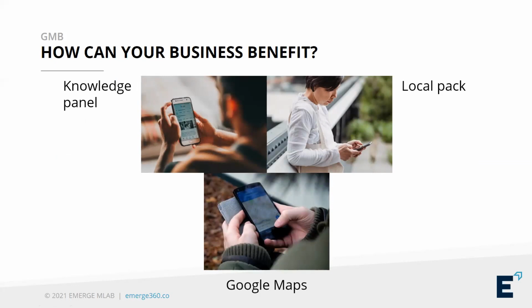Okay, these are the three places that your business will actually show up. The first is knowledge panel, which I'll show you what it is later. The local pack, which I'll show you as well, and of course Google Maps. I will show you an example of one of our clients. It's a chiropractic health and wellness clinic. They're actually one of the top chiropractors in Singapore. We set up their GMB account about 3 years ago.